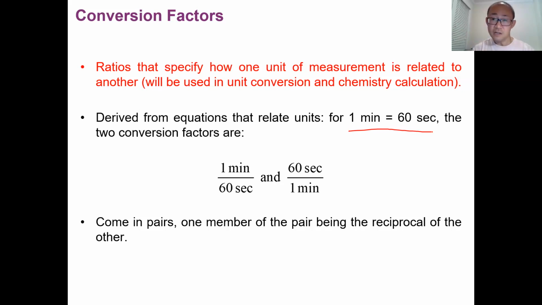And now you see that if you have two related units, you can always create two conversion factors. That is why they say here, conversion factors always come in pairs, one member of the pair being the reciprocal of the other. 1 minute over 60 seconds, 60 seconds over 1 minute. They always come in pairs. But again, later on, you're going to see that we only use one of them.